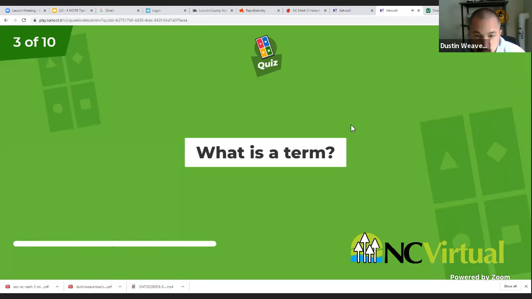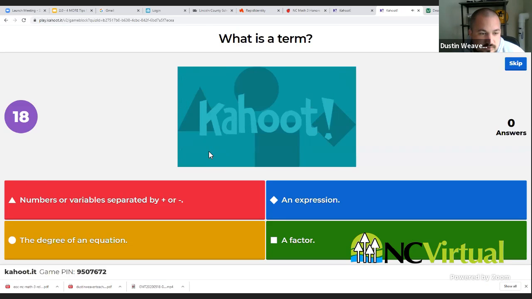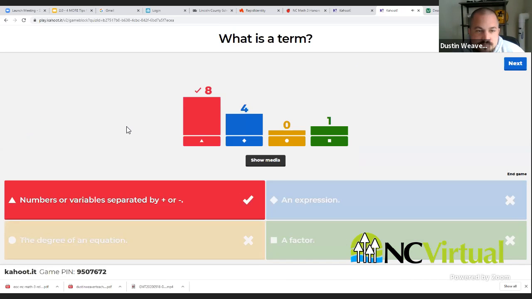Number 3, what is a term? A little tricky. A term is a number or variable separated by a plus or minus. So like I said, 7x plus 4 has two terms. It's a binomial. 7x is a term, and 4 is a term.